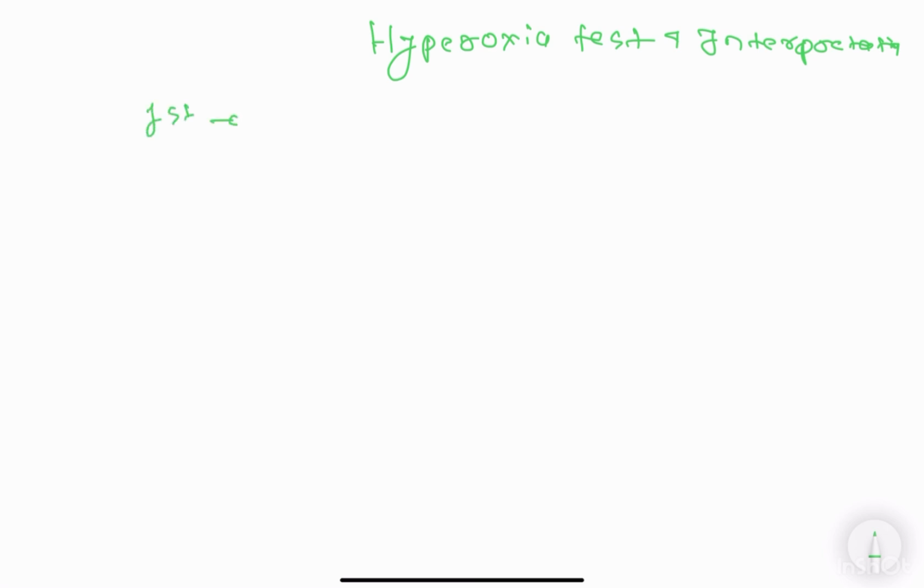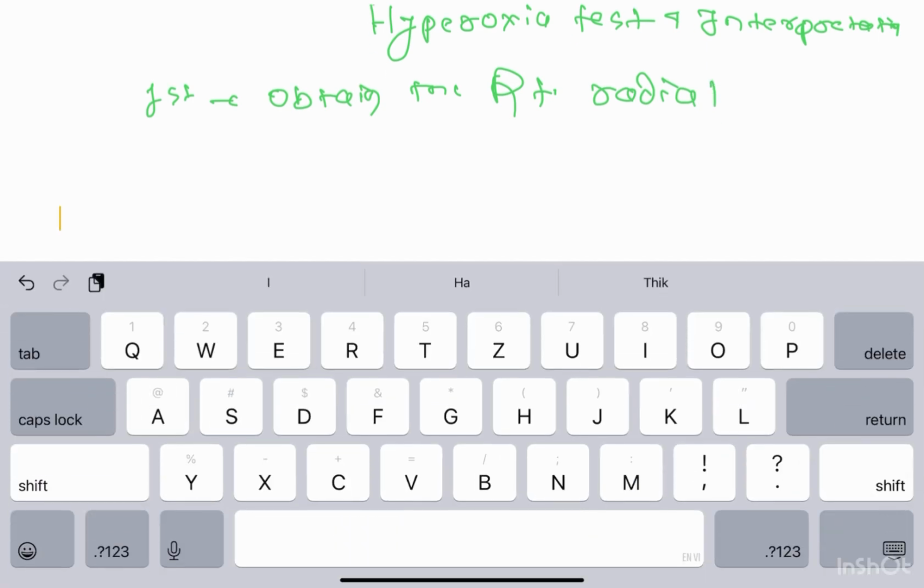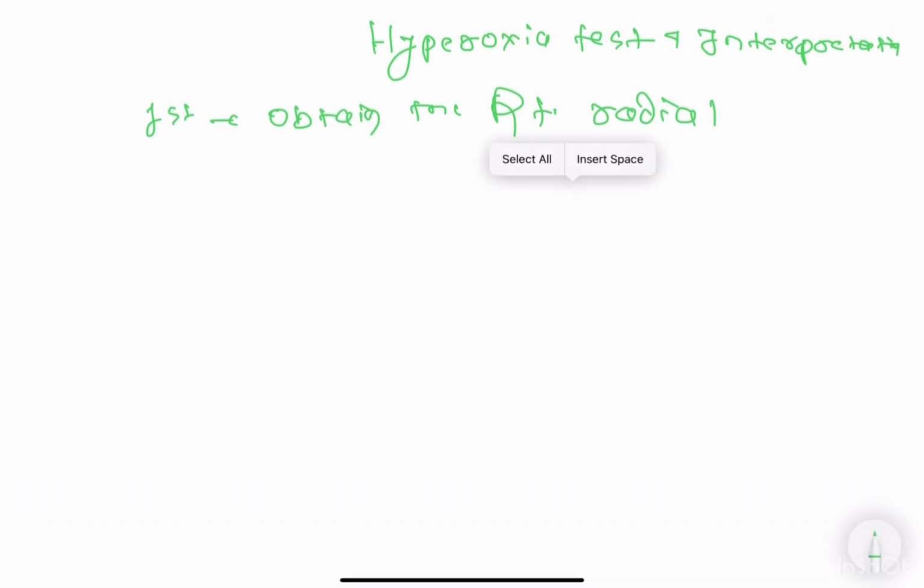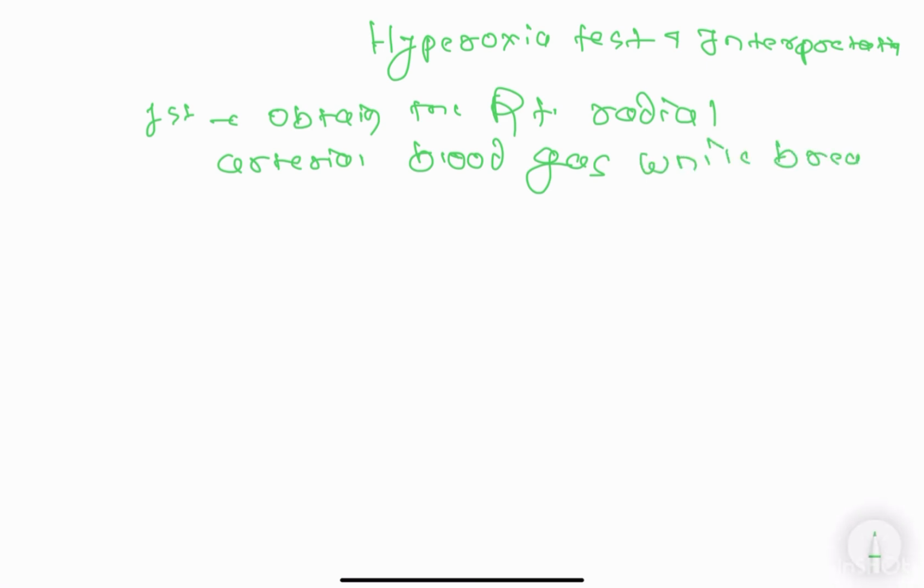In step 1 we have to obtain the right radial preductal arterial blood gas while the neonate is breathing room air.